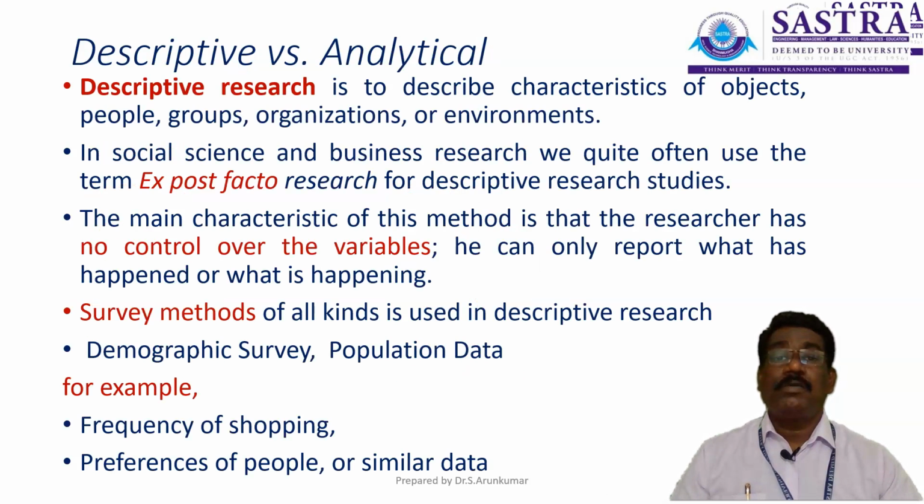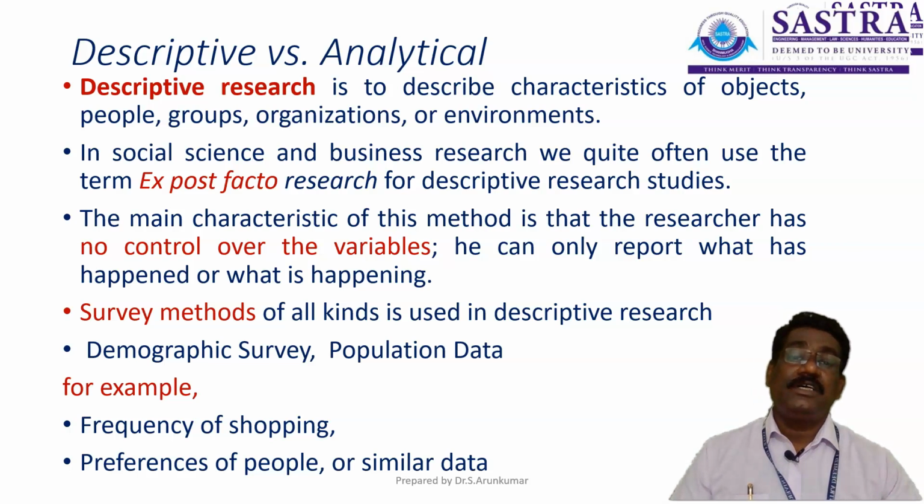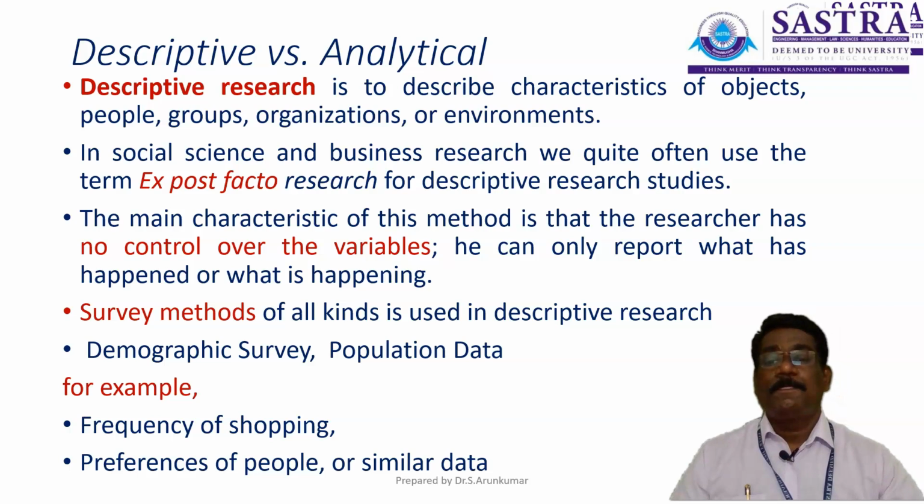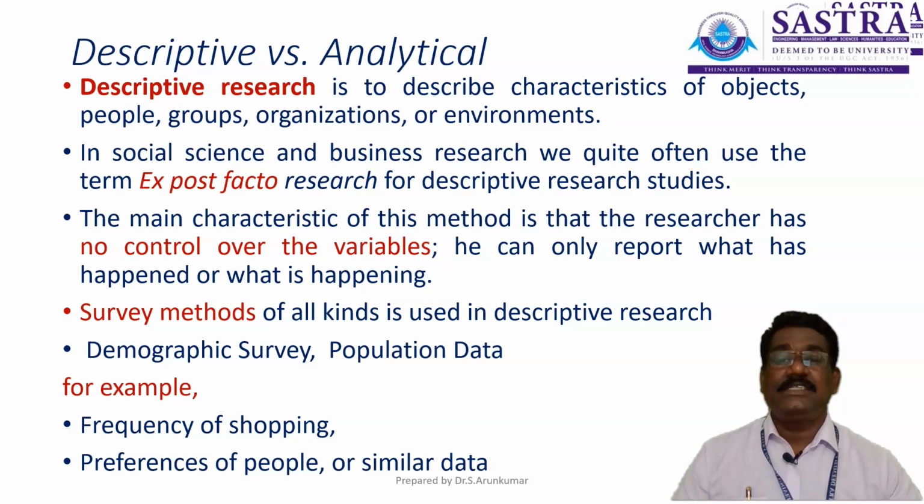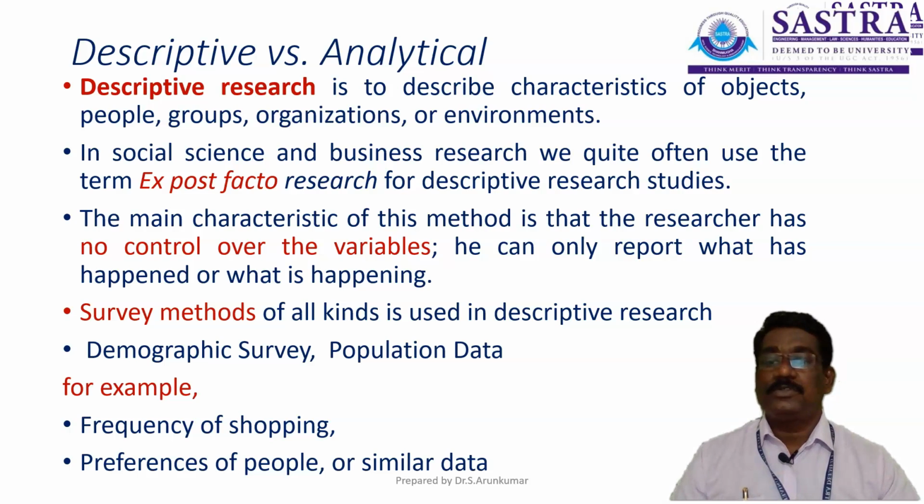So let's talk about the descriptive or analytical type. Otherwise, this research is called ex post facto research. It describes the characteristics of objects like people, groups, organization, environment. For example, why do you prefer a particular toothpaste, Colgate? What are the characteristics? What are the taste and preferences you like? That kind of research is called descriptive research. And of course, you can quantify those perceptual scores.